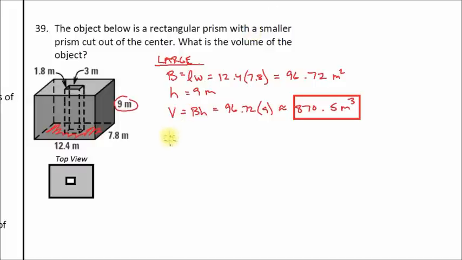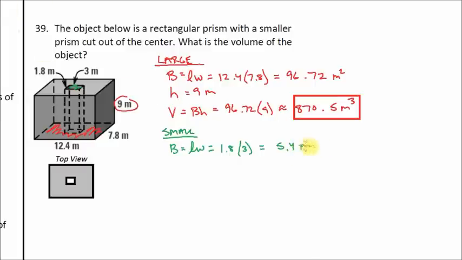Okay, now we're going to find the volume of the smaller prism that was cut out. So this is going to be the small one. Same strategy. What is my base area? It's going to be length times width. You can see here are my dimensions of the base right here. I'll just pick the top of this, and that's going to be 1.8 times 3. That is equal to 5.4 meters squared. Oh, that's ugly.